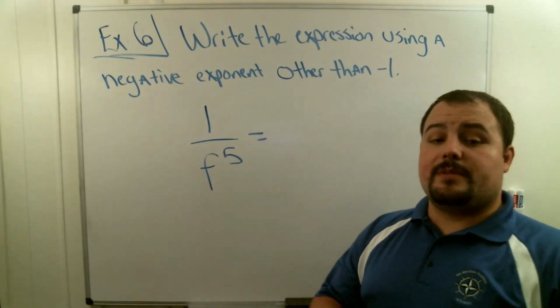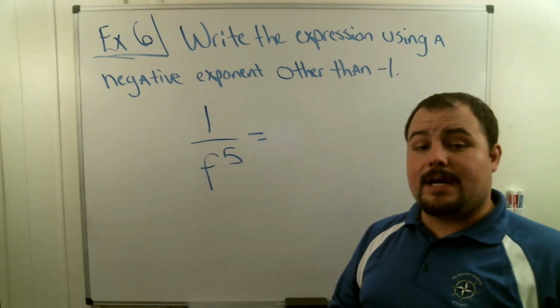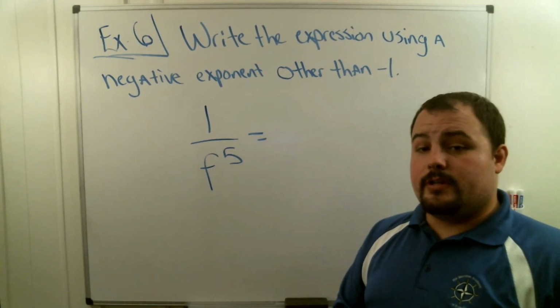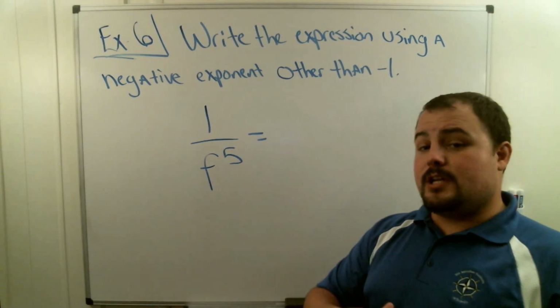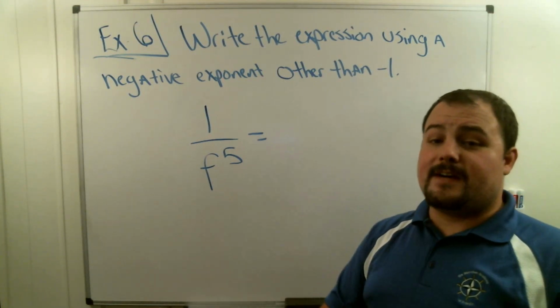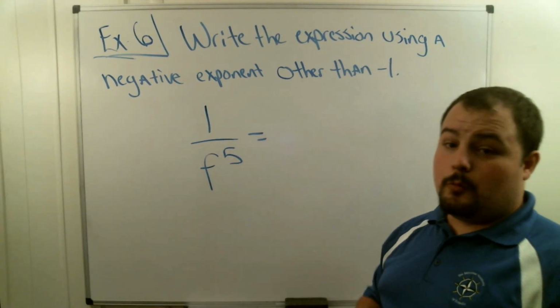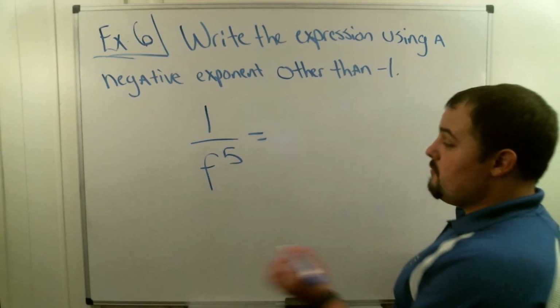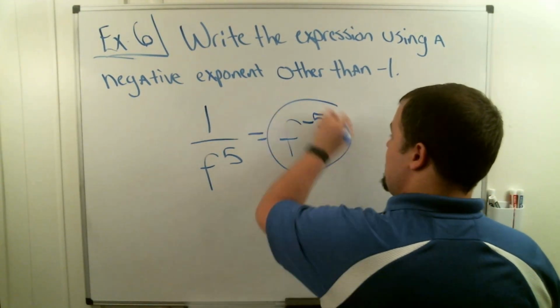In example 6, we're going to be solving a problem that says write 1 divided by f to the 5th power using a negative exponent. So what we need to do is change this positive exponent to a negative exponent. Now we just did it with the number 5, so hopefully you're feeling pretty confident. Reminder, it's something other than 1. So in this case, we could rewrite it as f to the negative 5th power.